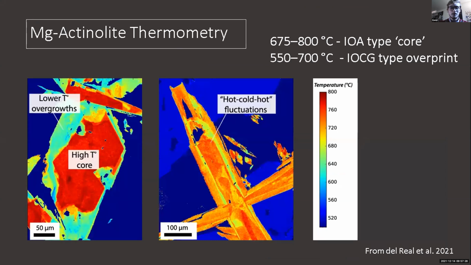And as Irene just talked about, her recent work on actinolites from Candelaria utilized the magnesium in actinolite thermometer. And here she discovered at least two distinct pulses of mineralization, with the cores being a hotter temperature and the rims being a cooler temperature.